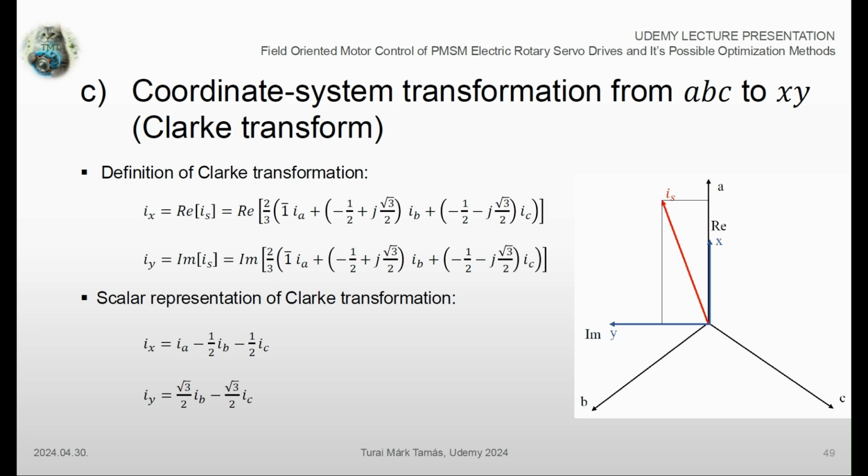As you may notice, the XY coordinate system is represented in the complex plane. The transformed current component in the x direction is the real part, and the current component in the y direction is the imaginary part of the synthesized stator current. The stator current can be calculated as the vectorial sum of the three-phase individual phase currents in the appropriate directions.